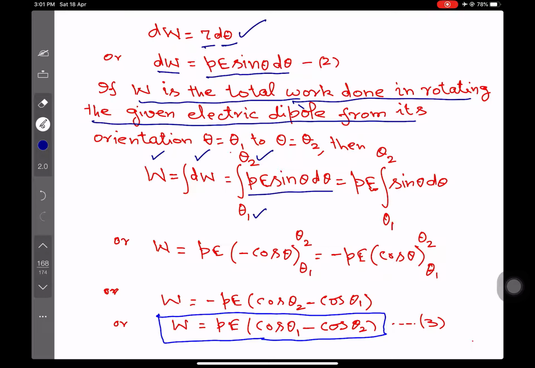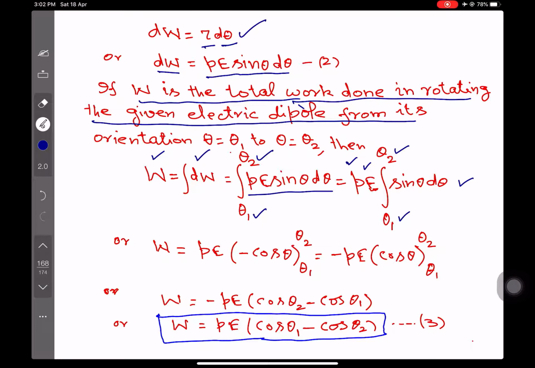Now for a given electric dipole placed in a given electric field, given electric dipole means कि उसका dipole moment constant हो गया, गिवन इलेक्ट्रिक फील्ड मीन्स उसकी स्ट्रेंथ कांस्टेंट हो गई, इसका मतलब P भी कांस्टेंट E भी कांस्टेंट. और आपको पता है जब हम इंटेग्रेट करते हैं तो कांस्टेंट्स को साइन ऑफ इंटेग्रेशन के बाहर निकाल सकते हैं. तो P into E बाहर आ गया और इंटेग्रेशन आ गई sine theta d theta between the limits theta 1 and theta 2 और W equal to PE.